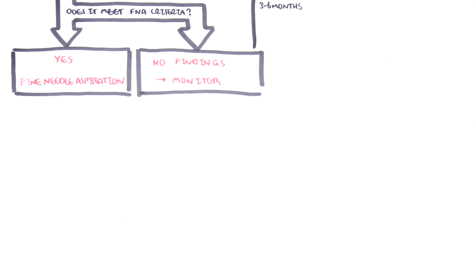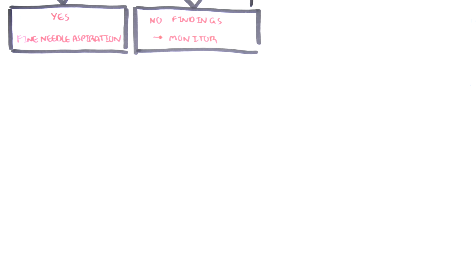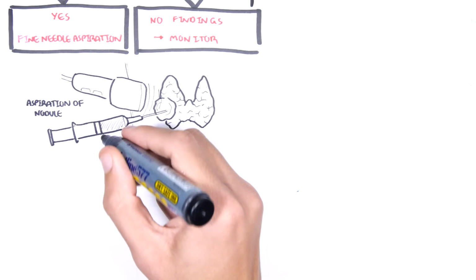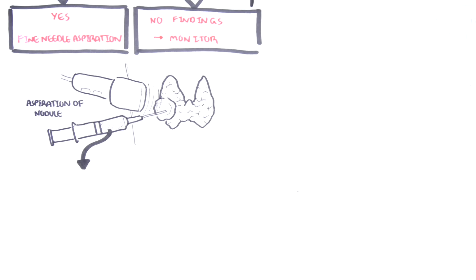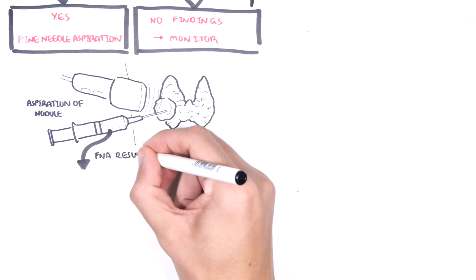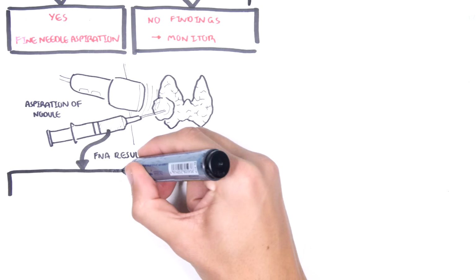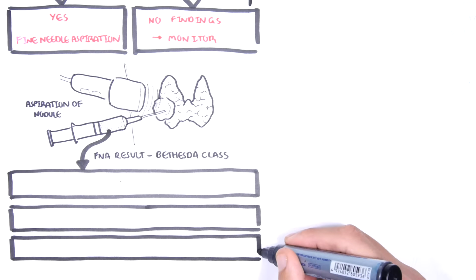Focusing now on fine needle aspiration, it is essentially where you use a needle and aspirate the content of the thyroid nodule with the help of the ultrasound. The aspiration is sent to the laboratory for cytology to see the cells in more detail. The fine needle aspiration results are then classified into what's called the Bethesda classes, of which there are 6.